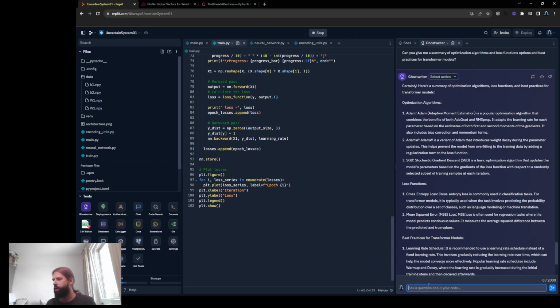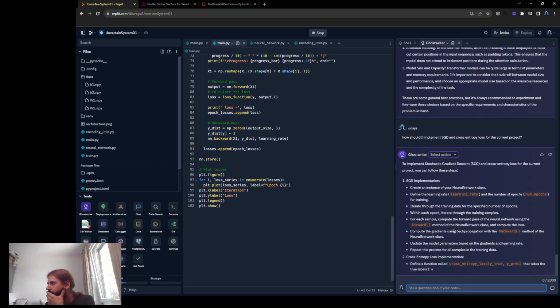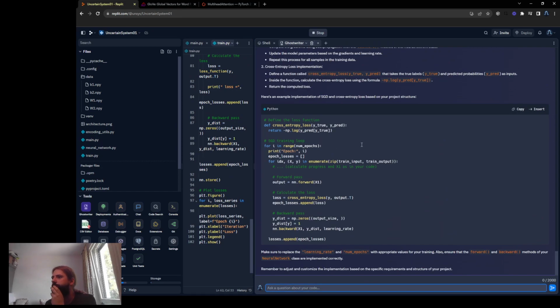Okay, so how should I implement SGD and cross entropy loss for the current project? Let's see, what is it doing here? Is that cross entropy loss?